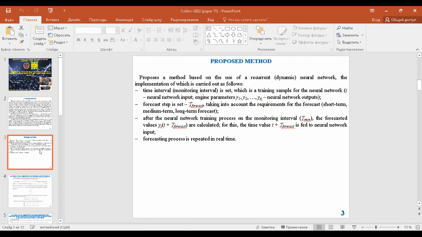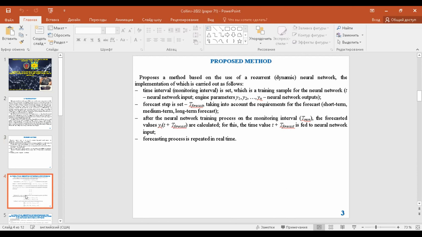However, this approach is based on the use of a static neural network that does not operate in real time. Therefore, to forecast helicopter aircraft turboshaft engine technical state in flight modes in real time, this approach requires significant modification, in particular the use of a recurrent dynamic neural network. In this regard, this paper proposes a method based on the use of a recurrent dynamic neural network.